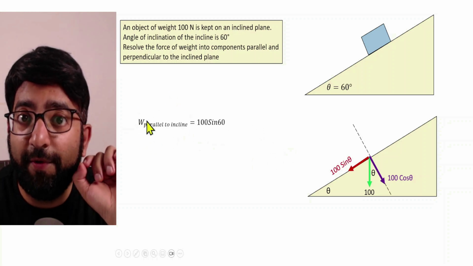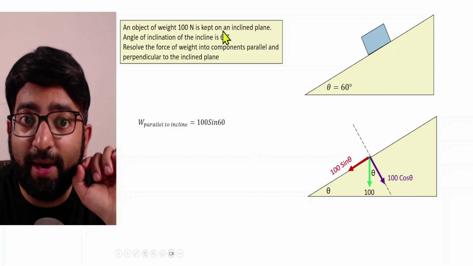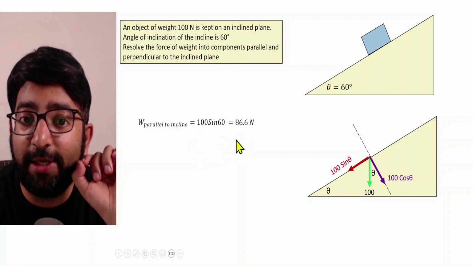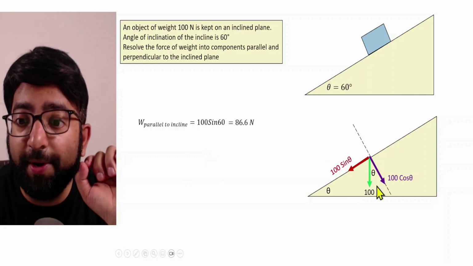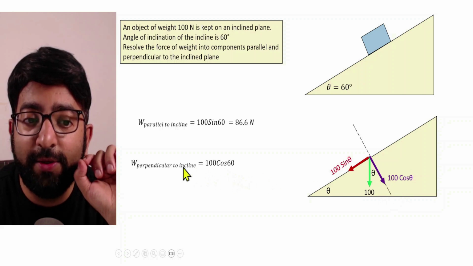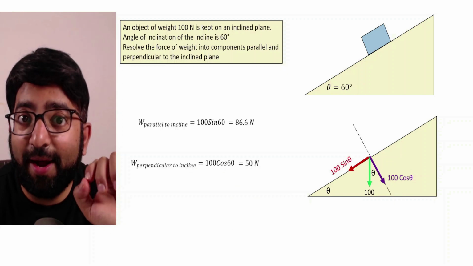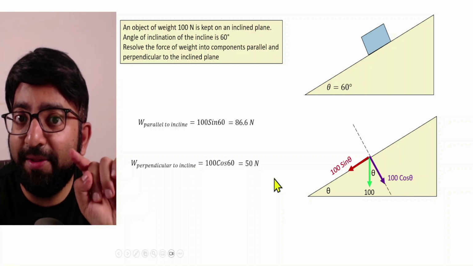So the component of weight which is going parallel to the incline was 100 sine theta, and the angle theta is given as 60 degrees. So 100 sine 60 gives us 86.6 newtons. And the component which is perpendicular to the incline was 100 cos theta. So the value is 100 cos 60, which gives us 15 newtons. And that is how we figure out the two components in this case.